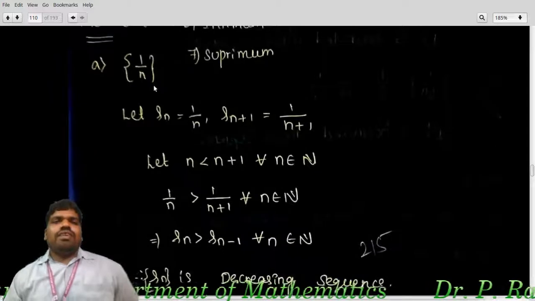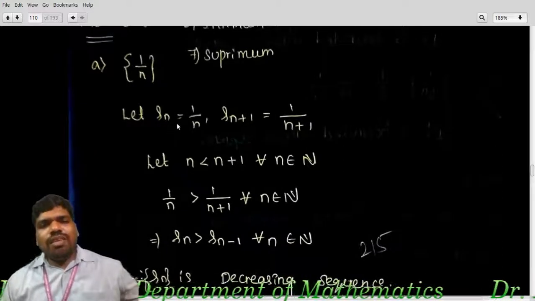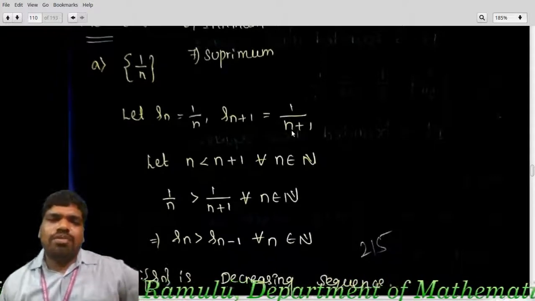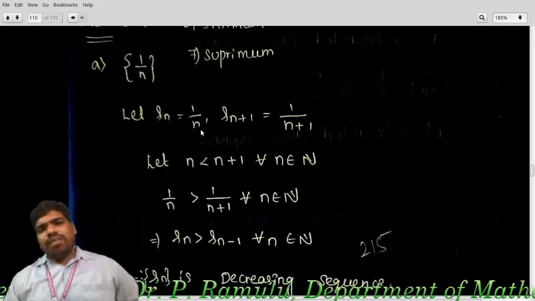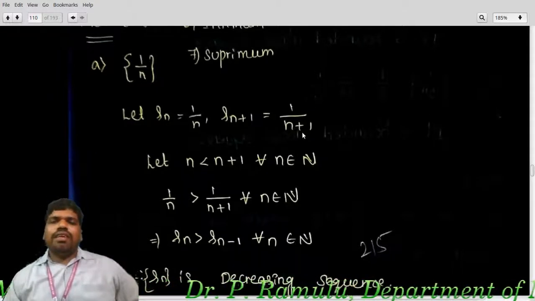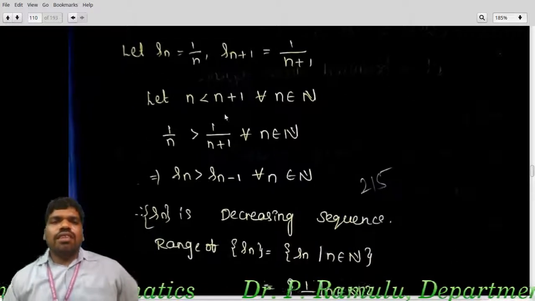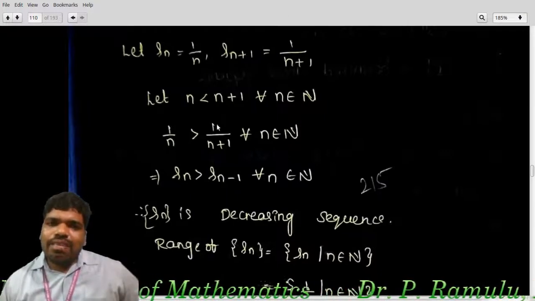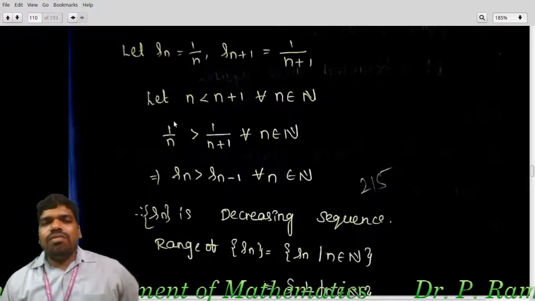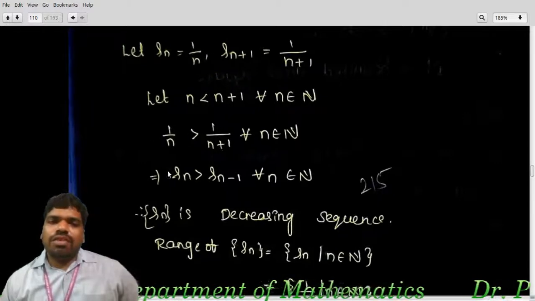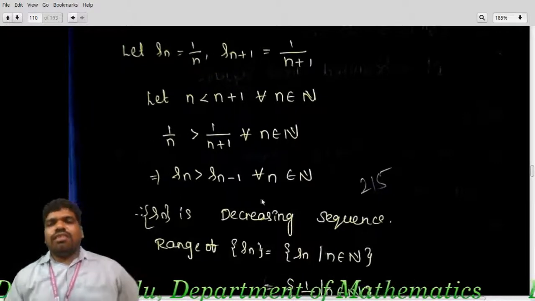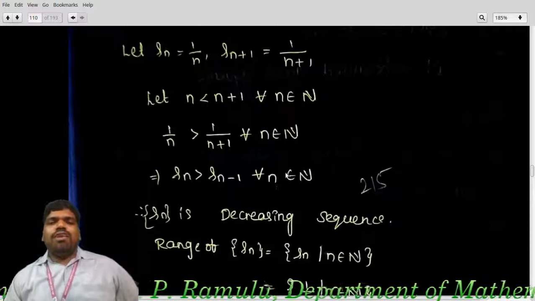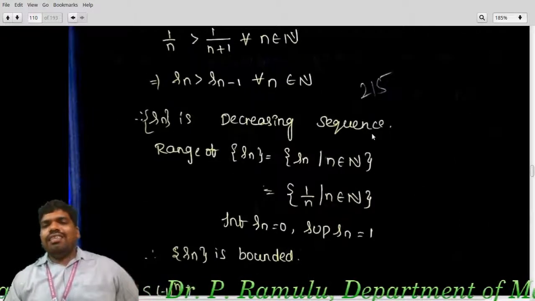Method 1: 1 by n. Let Sn equal 1 by n. Then Sn plus 1 equals 1 by n plus 1. Since n is less than n plus 1 for all n belongs to N, we already know that 1 by n is greater than 1 by n plus 1. This is nothing but Sn, and this is Sn plus 1. So Sn is greater than Sn plus 1 for all n belongs to N. Therefore, Sn is a decreasing sequence.